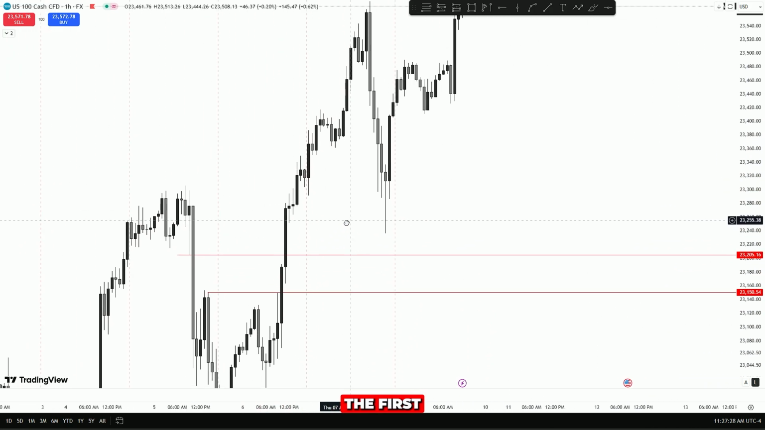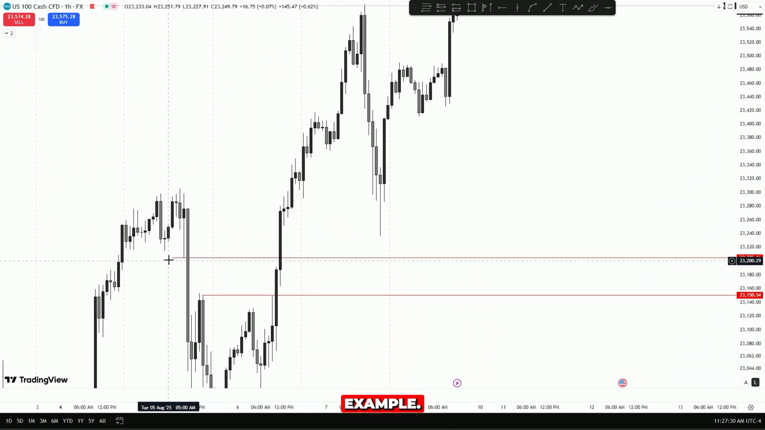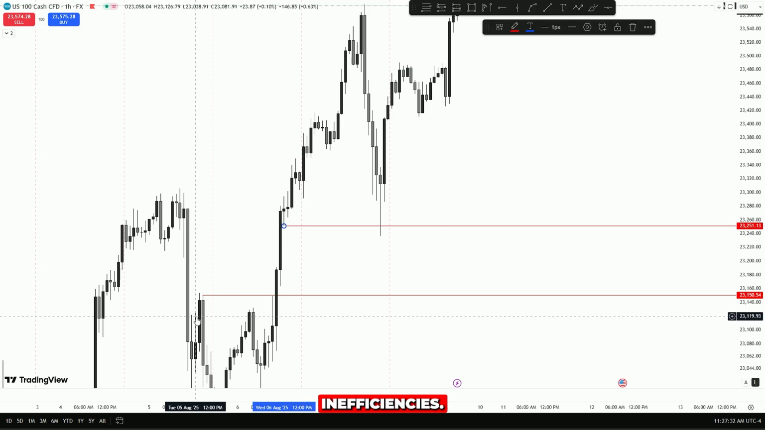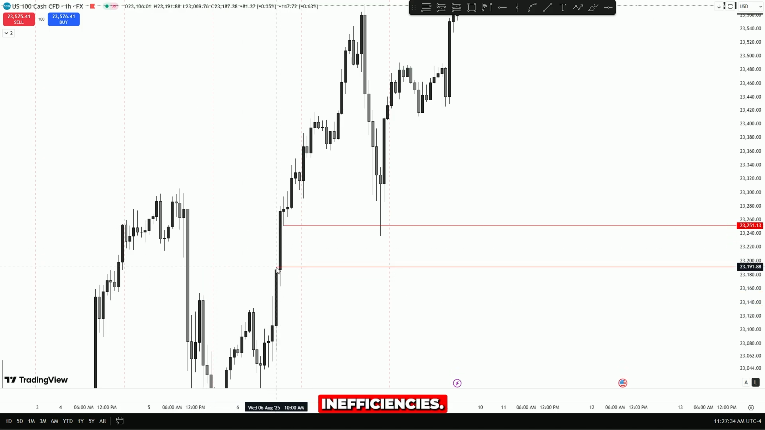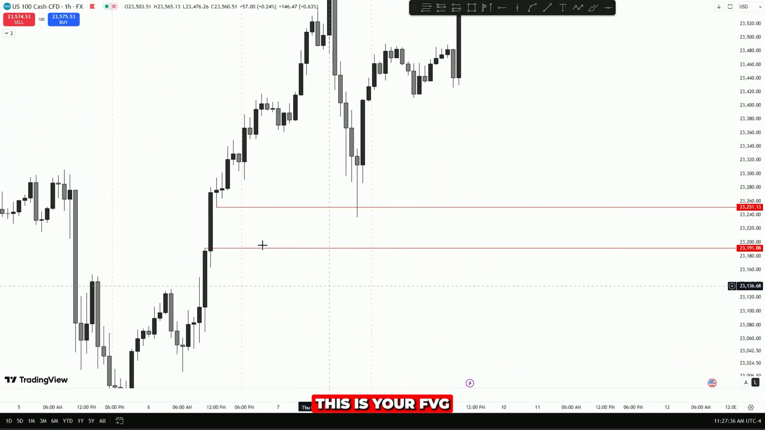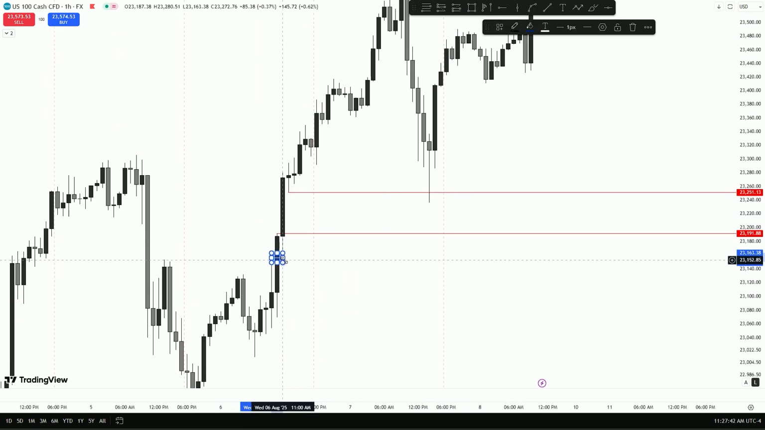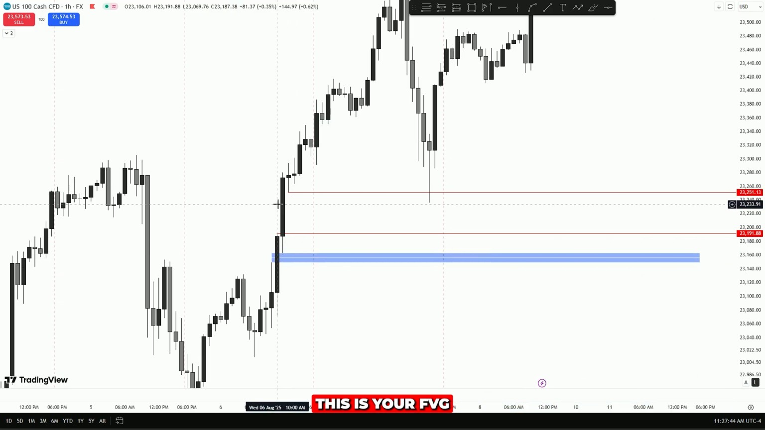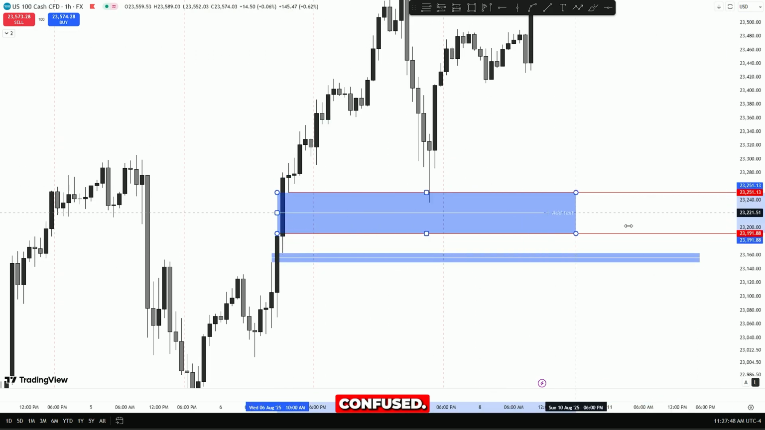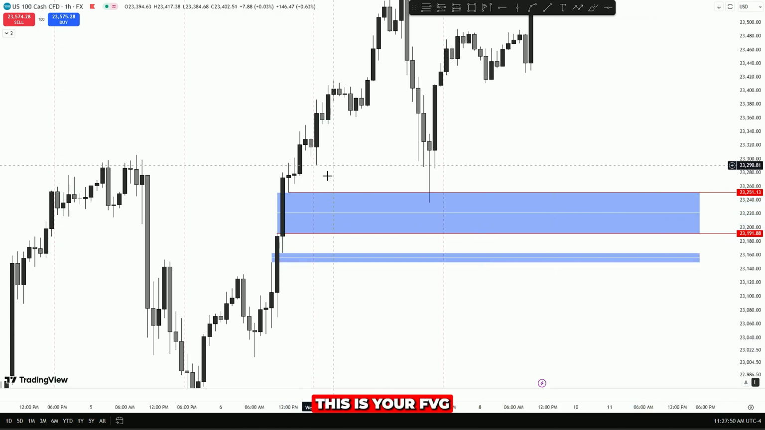Now here is the very first example. This is the inefficiency. Now let me clear, this is your FVG and this candle also has your FVG. This is your FVG. Let me mark that as well so that you don't get confused. Now this is your FVG.